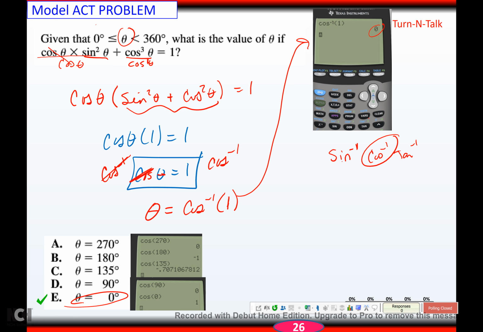Your other option was just to type these in, again, making sure you're in degrees. Cosine 270 is 0, not 1. Cosine 180 is negative 1, not 1. Cosine 135 is negative 0.70, blah, blah, blah. Cosine 90 is 0, and cosine 0 is 1, which is what I wanted to find out. Okay?